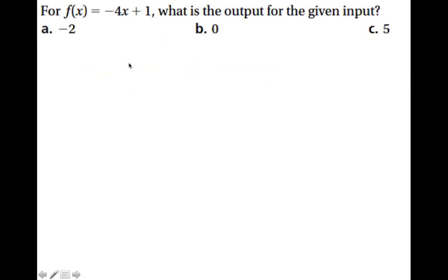So go ahead and do the same thing for a, b, and c. Again, all you have to do is replace your x value with parentheses and plug in the input value to get the output value. For a, you should get 9. For b, you should get 1. And for c, you should get negative 19.